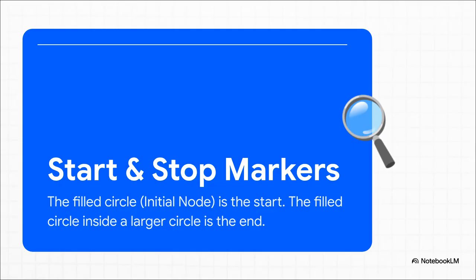First things first, every process has to start somewhere and end somewhere. In these diagrams, we always kick things off with a simple, solid-filled circle. That's our start. And we finish up at what looks kind of like a bullseye, the filled circle inside another circle. That's the end. Easy, right?